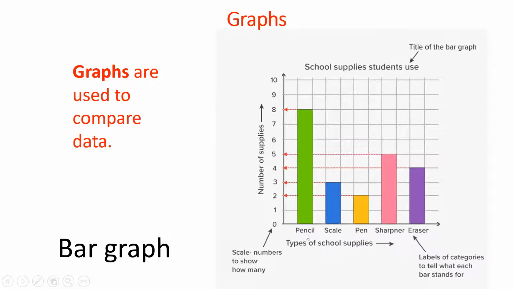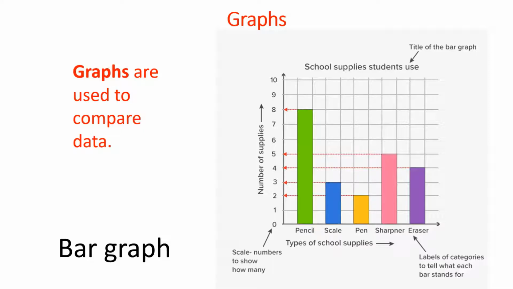Here if you see, how many pencils are used by students? 8 pencils. How many scales? 3 scales. How many pens? 2 pens. How many sharpeners? 5 sharpeners. And how many erasers? 4 erasers. So graphs are easy ways to record the data. By looking at the picture, you will be able to tell how many school supplies are used.